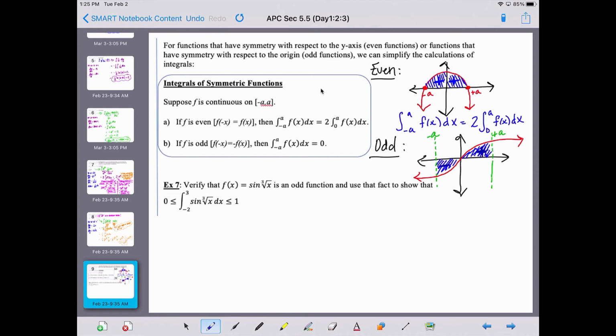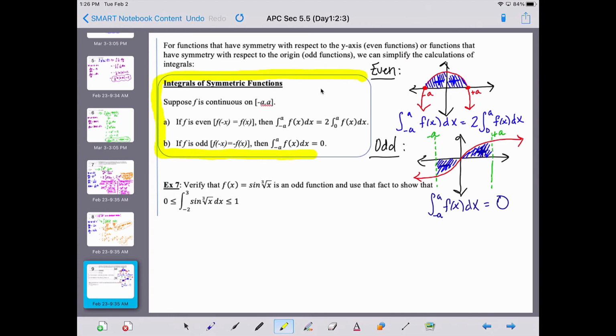So here we are looking at the integral from negative a to a of f of x dx, basically canceling out, right? Because the area under the x-axis, between the curve and the x-axis, and then the area above the x-axis, between the x-axis and the curve, they're the same absolute value of the area, but one is negative because it's below, and one is positive because it's above, so they cancel each other out. Okay, so this integrals of symmetric functions here is just kind of interesting information.